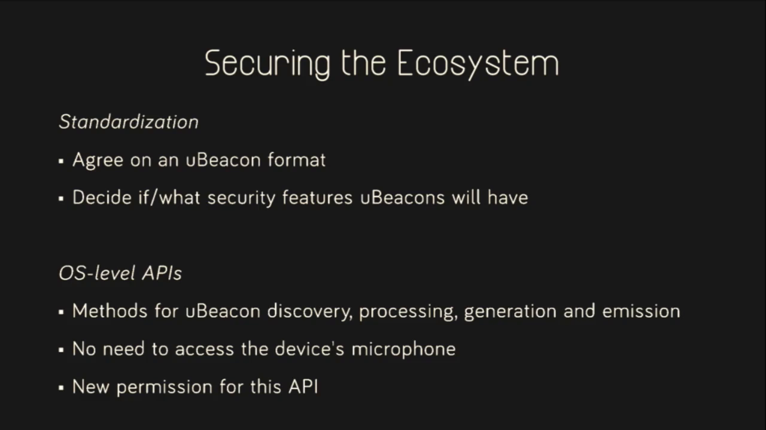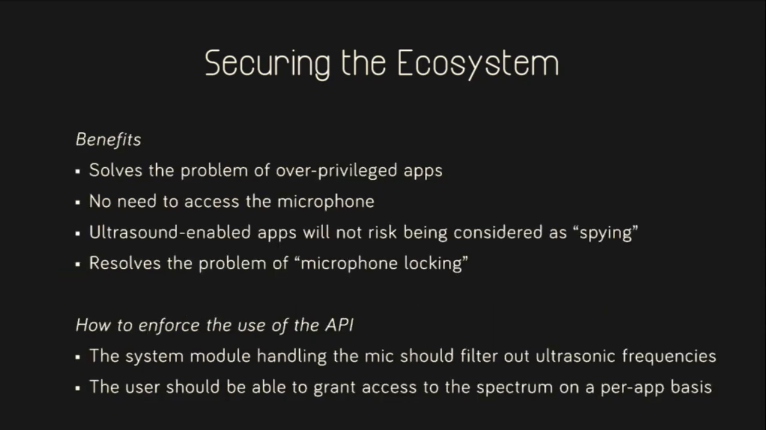So these APIs will provide methods to discover beacons, process, generate, and possibly emit them, and will enable the apps to do that without any access to the device microphone, but instead they will ask for permission to access this specific API. It's very similar to what's happening with Bluetooth. The benefits of this are multiple. So first, it solves the problem of over-privileging apps, because now the applications have no need to access the microphone. It also eliminates the risk that current applications run that they may be considered as spying by the users, as we saw previously. And of course, it resolves the problem of microphone locking.